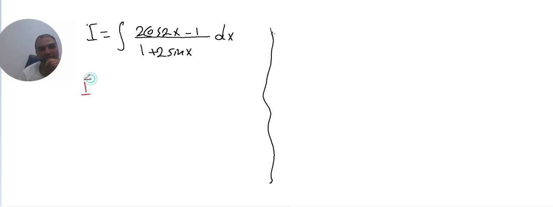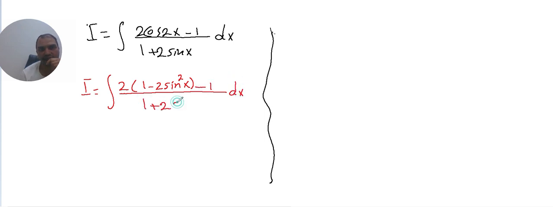So the integration here will be equal, right? 2 product by cosine 2x. You can cancel this and write 1 subtracted by 2 sin x. Okay, 1 subtracted by 2 sine power 2x, all minus 1 dx over 1 plus 2 sine x. Now we can find the answer here, 2 times this number, this simplest.